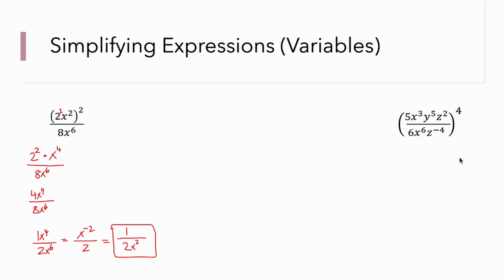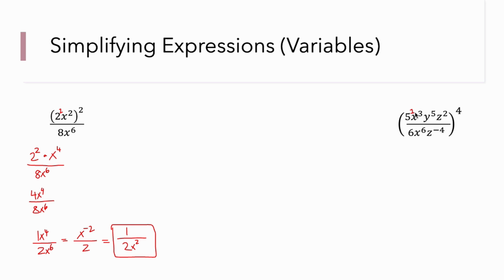Alright, let's do the second one. 5x cubed y to the 5th z squared over 6x to the 6th z to the negative 4th, all to the power of 4. Again, when we have a power to a power, we want to distribute that power to every term here.